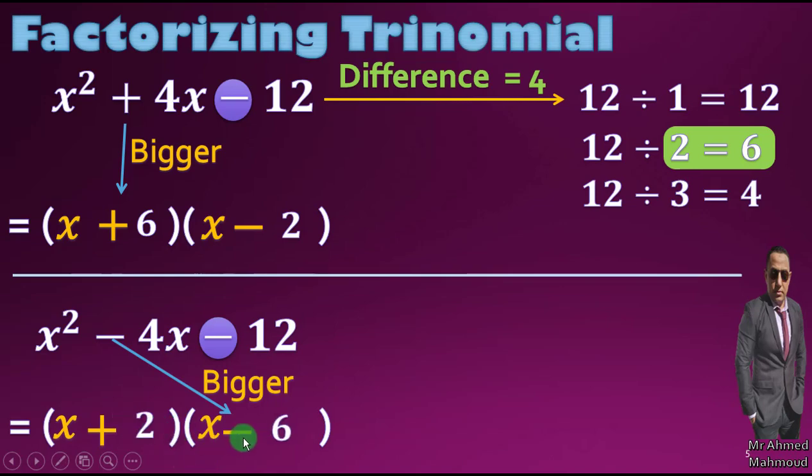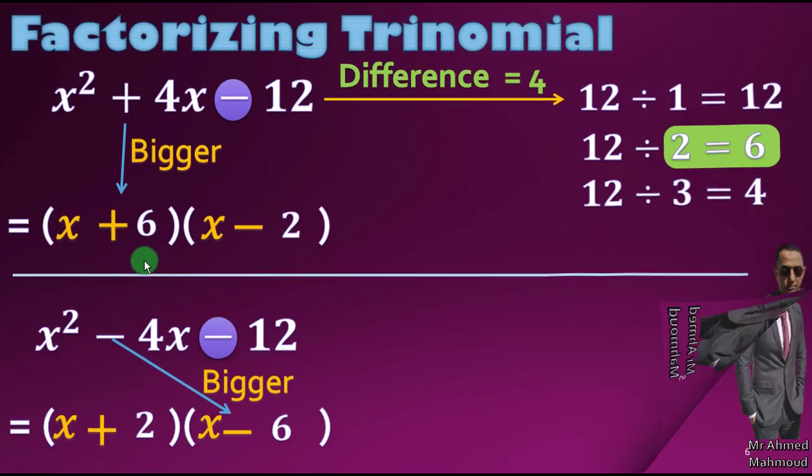Finally, everything depends on this sign. If this sign is positive, you are going to send the middle sign to both brackets. This is the second case: if this sign is negative, you are going to send the middle sign to the greater factor. Now let's solve the next questions.